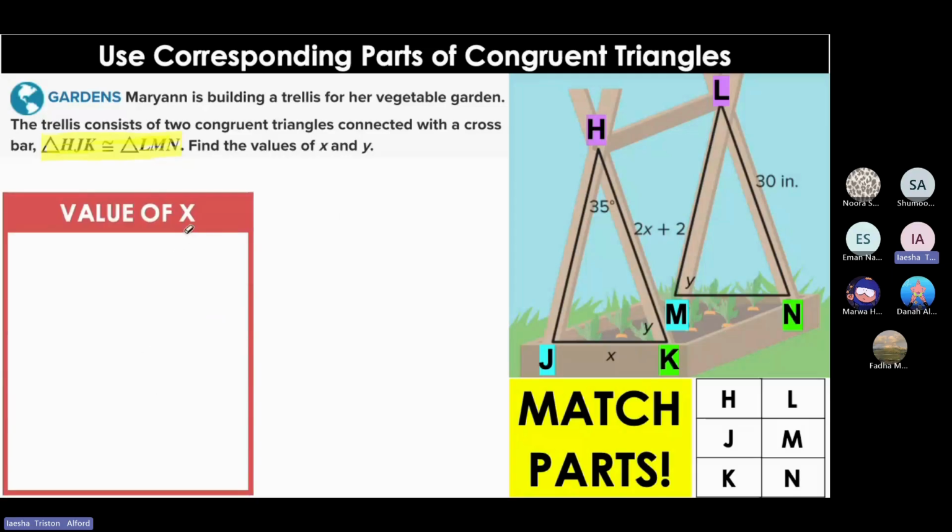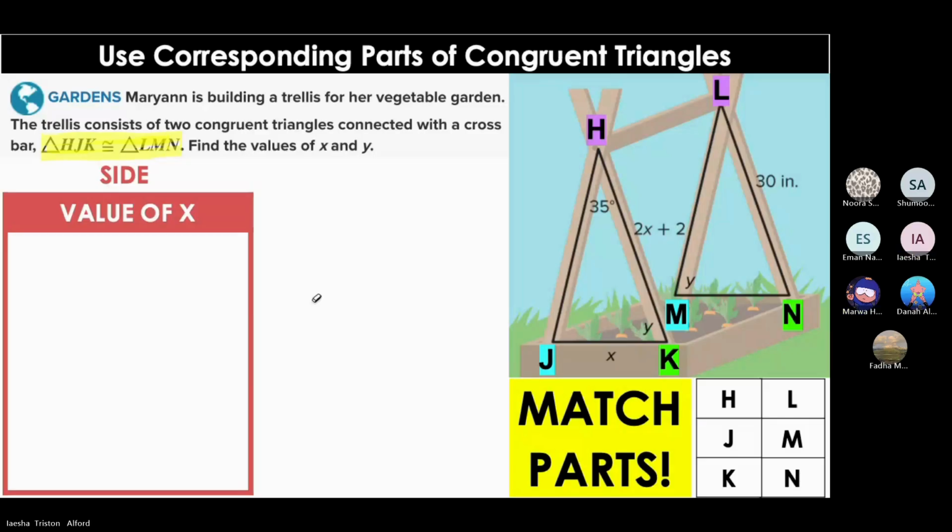So if we're starting with X, X is inside the triangle or outside of the triangle? Outside. What do we call the outside of the triangle? Side. So we need to write an equation to help us to find X. So what equation can you write? 2x plus 2 equal 30.